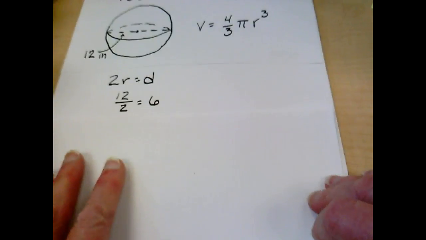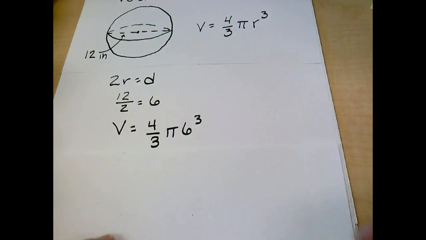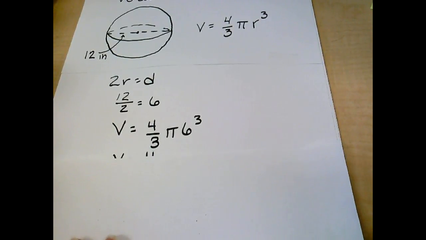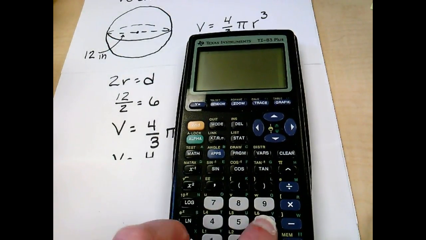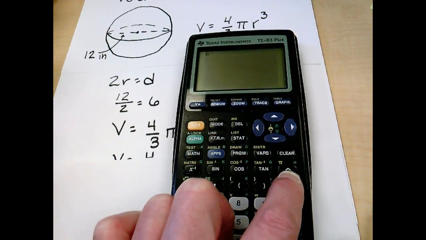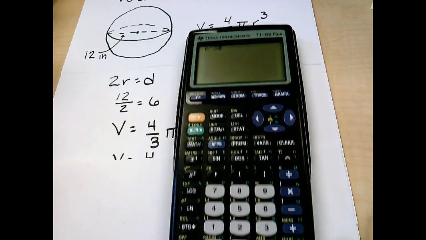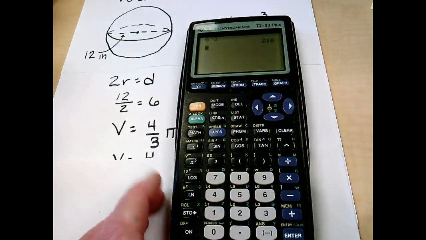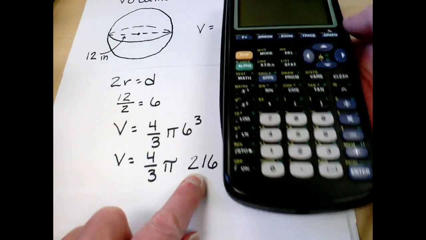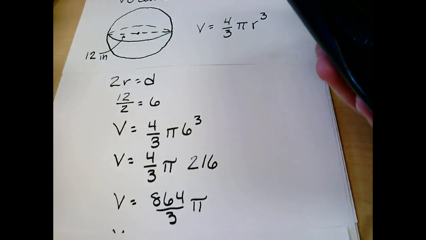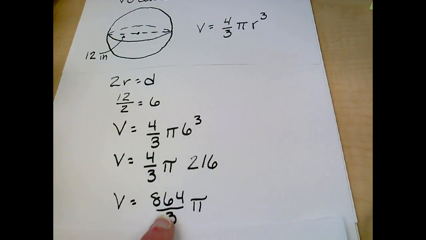Now I plug it into my formula. 4/3 pi 6 to the third power. When I calculate 6 to the third power, on my calculator I go 6. I can use my up arrow key, my 3, enter, and I get my 216. So I have 4/3 pi times 216, take 216 times 4, and you get 864 pi divided by 3.